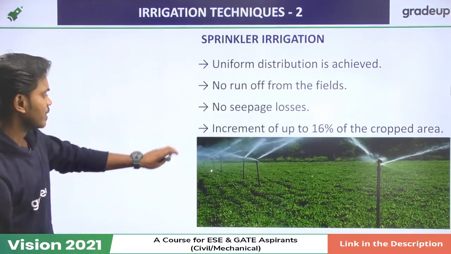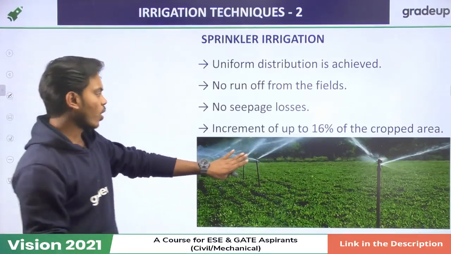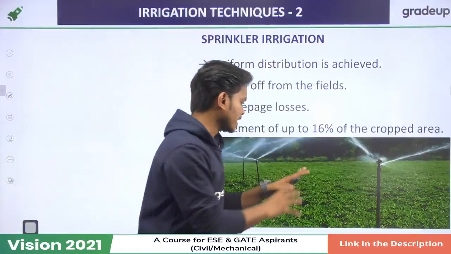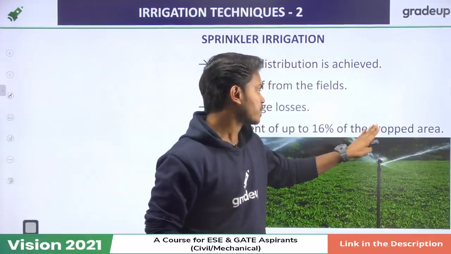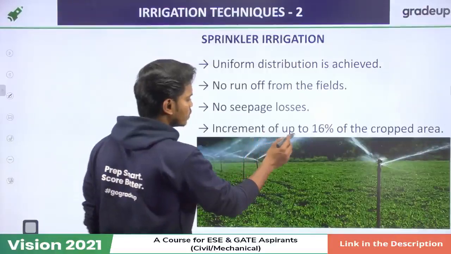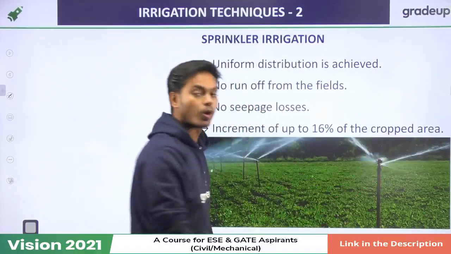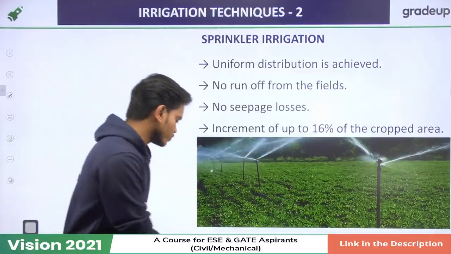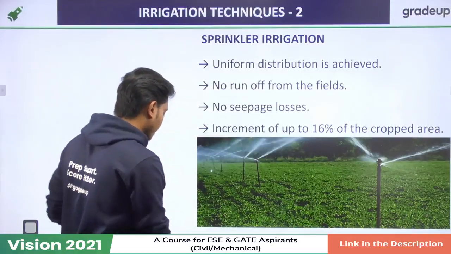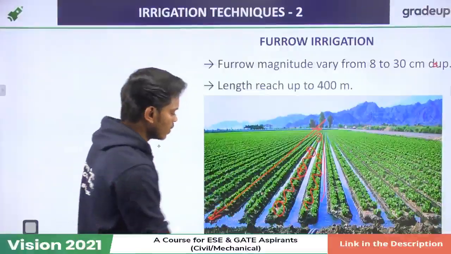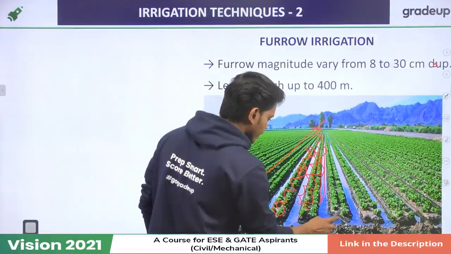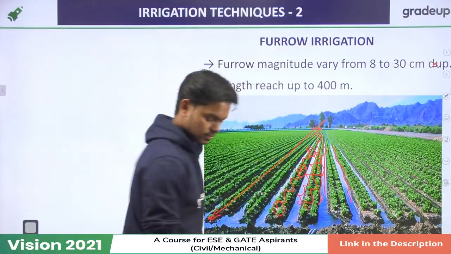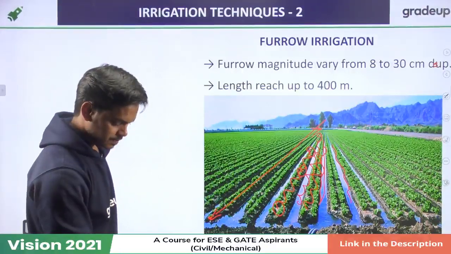All right, next is the increment of the irrigation area, you can say an increment of up to 16% of the cropped area. Why? Because we are not wasting our land for these channels which are there. We are not wasting the area here.